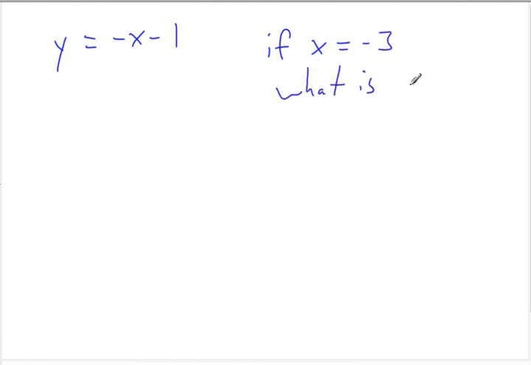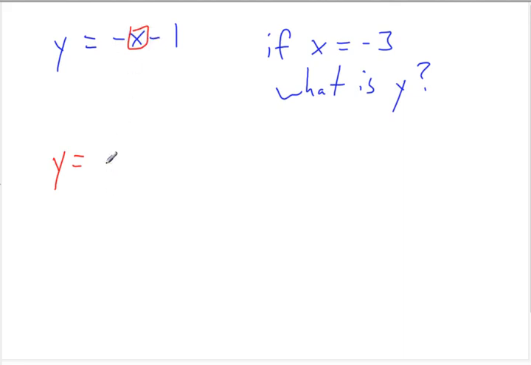So let me do one more example. So if I say y equals -x minus 1. So if I want to plug in, so if x equals -3, what is y? So I can plug in -3. So I'm going to say y equals, now keep in mind, x itself is the -3. And so you could think of this negative sign out there as an opposite, right?